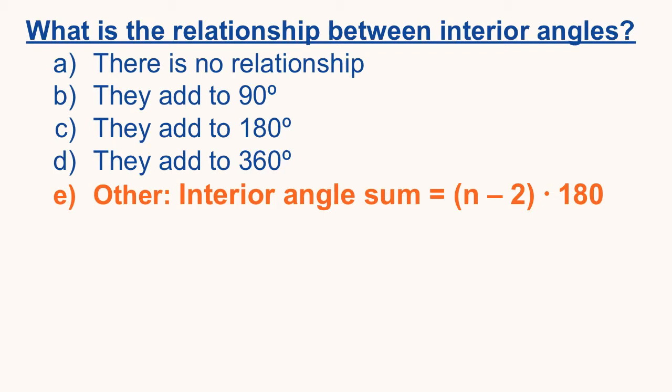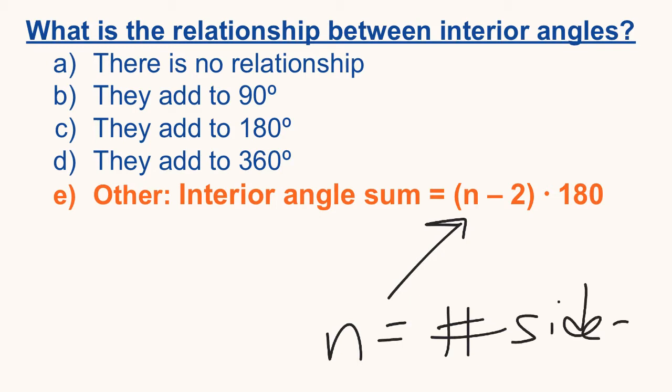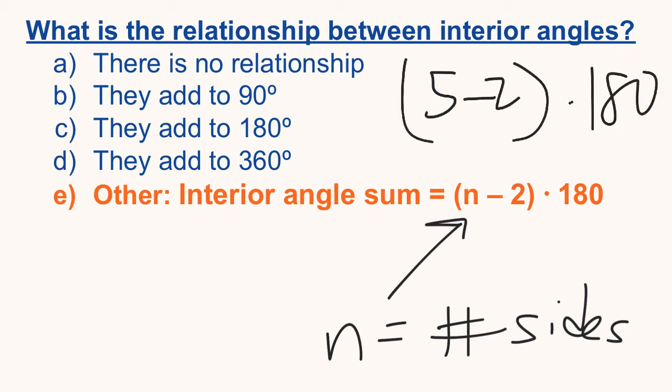So there's a formula for this. You're going to do n minus 2 times 180, where this n that you have right here stands for the number of sides on a shape. So for example, if you were looking at a pentagon with 5 sides, you would do 5 minus 2 times 180 to get the sum, and the sum would be 540 if you calculate that.